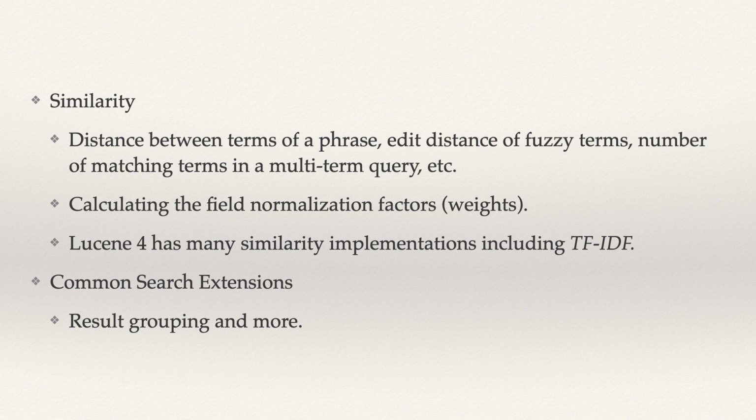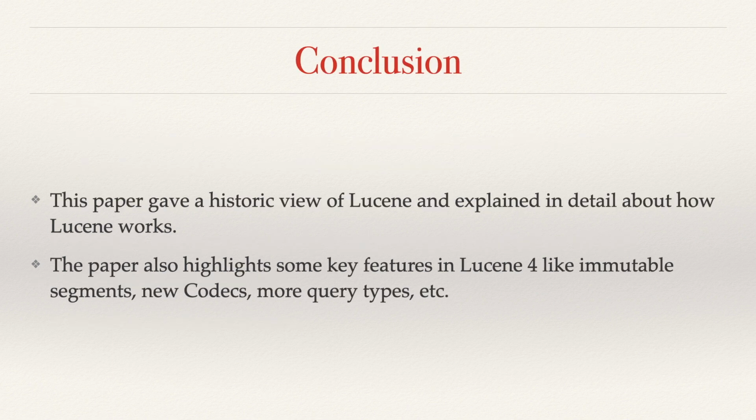Then, the similarity class implements a policy for scoring terms and query clauses. This is specifically good for fuzzy searches, where users may accurately find the results even if they have a typo in the query. We can use edit distance as we learned in the class to find the similarities between the fuzzy word and the actual term. It also has implementations like TF-IDF as we learned in the class. Finally, it also has common search extensions to support easier navigation of search results.